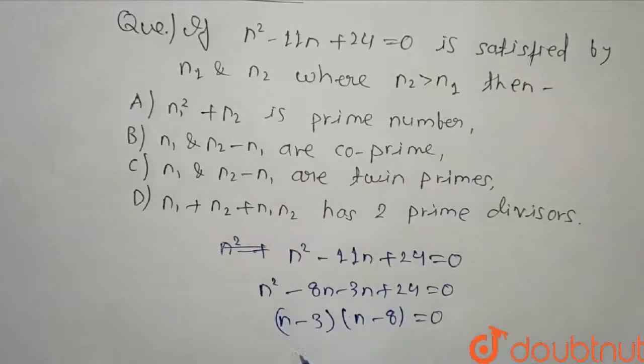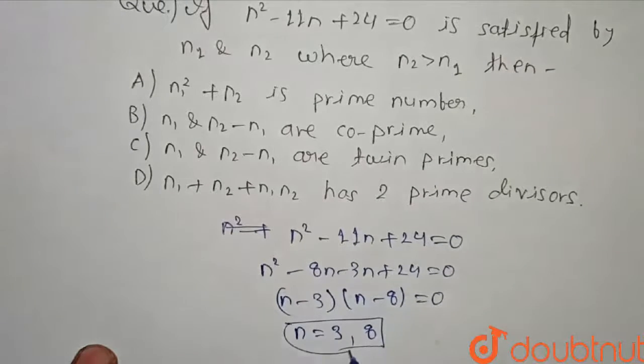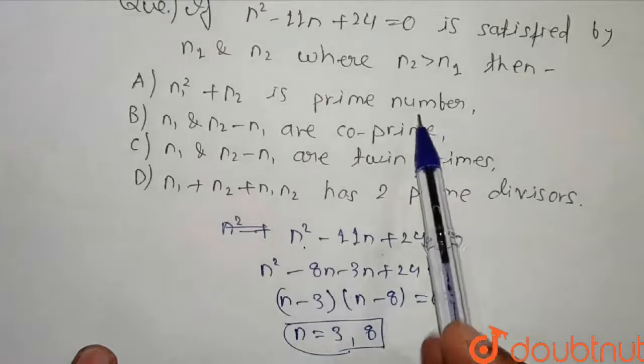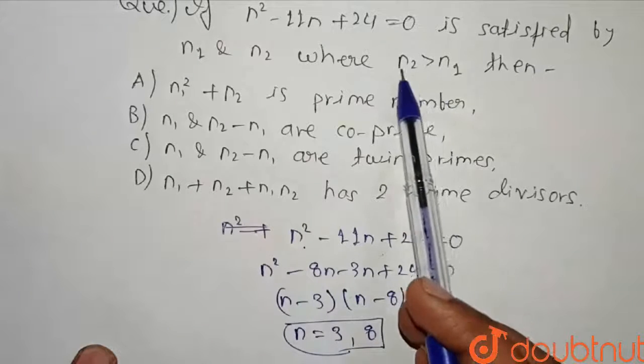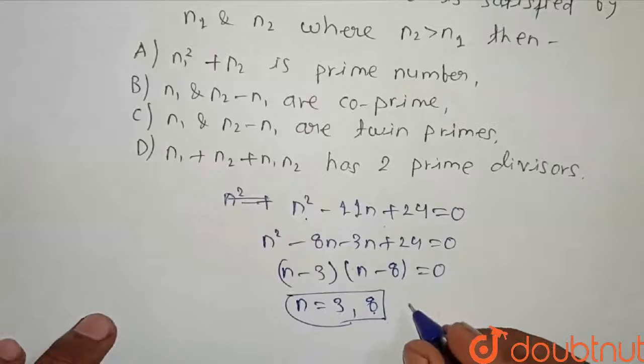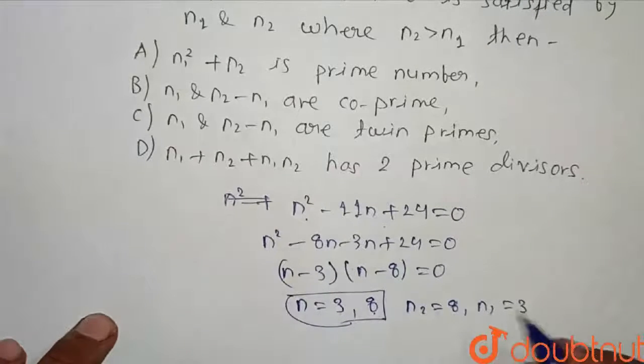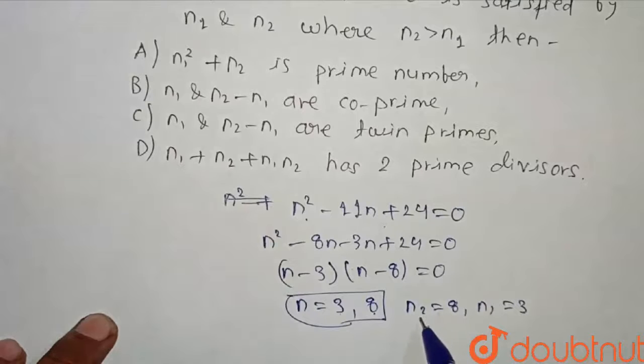From here we get two values of n. The first value is 3 and the second value of n is 8. And in the question it is given this equation has two values, n2 and n1, and it is given n2 is greater than n1, and in these two numbers 8 is greater than 3. So from here we get n2 as 8 and n1 as 3. So these two are values of n2 and n1.